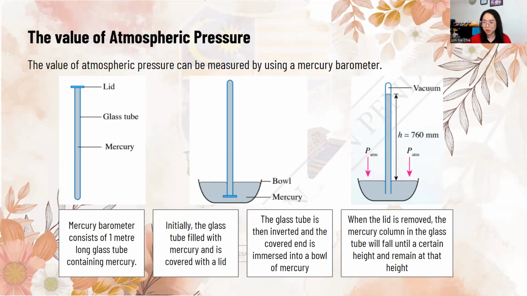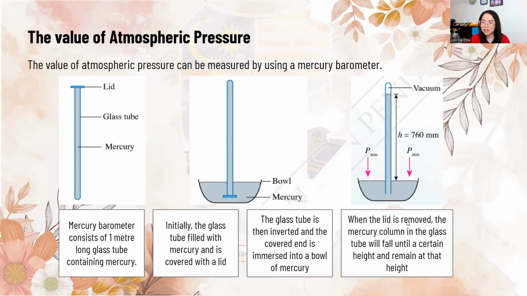How do we build a mercury barometer? A mercury barometer consists of a 1 meter long glass tube containing mercury. Initially the glass tube filled with mercury is covered with a lid, and then the glass tube is inverted and immersed into a bowl of mercury. This one is also mercury. Then only we remove the lid.